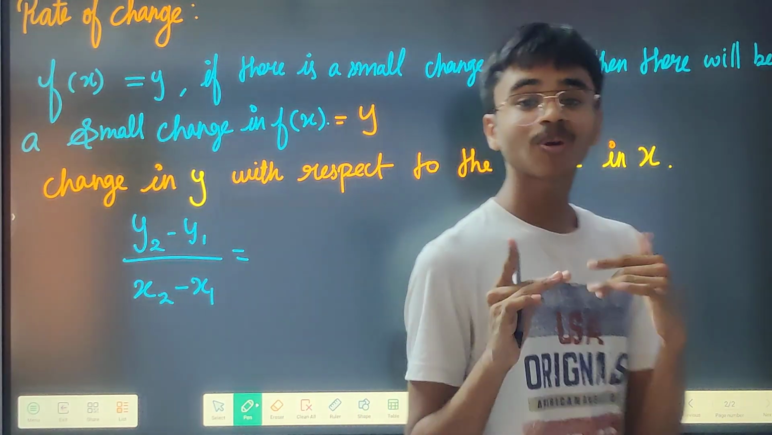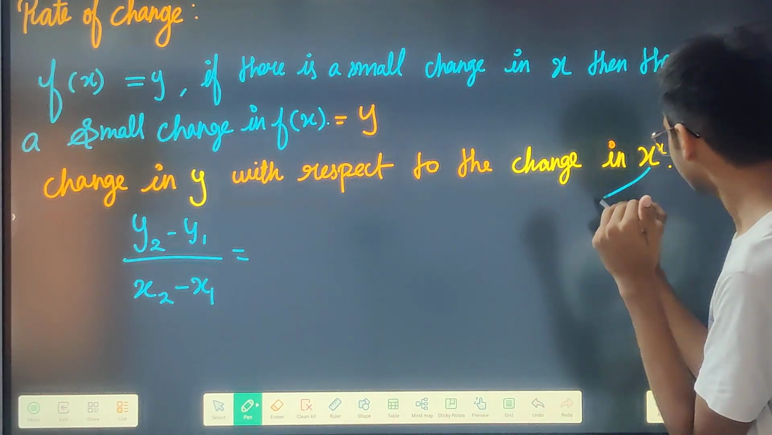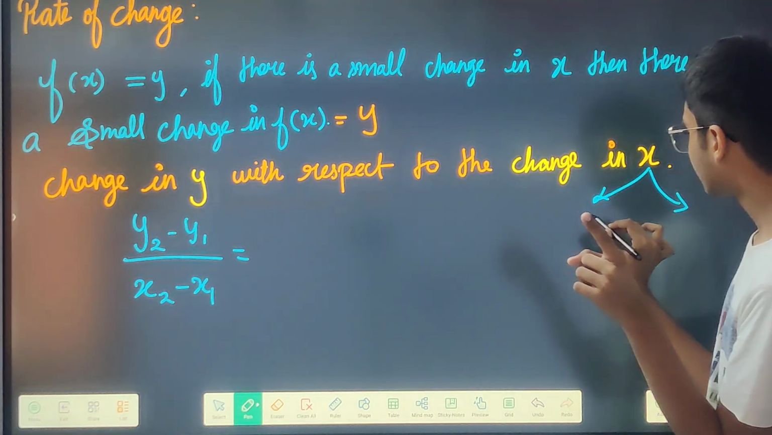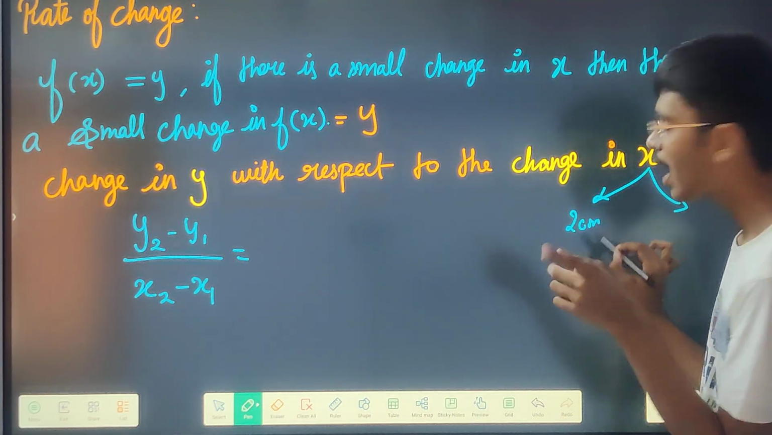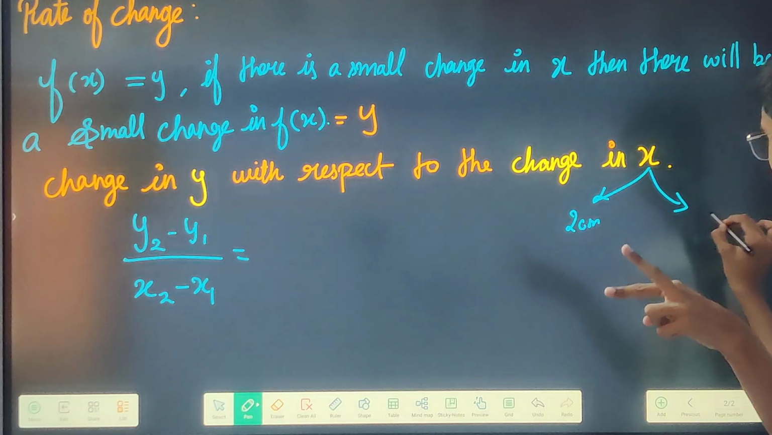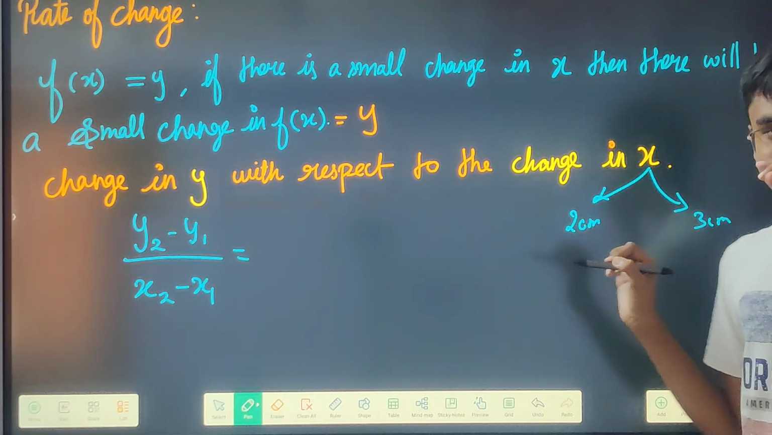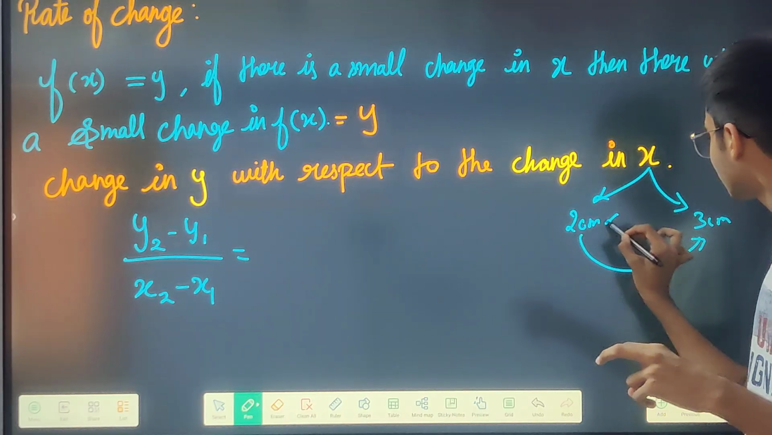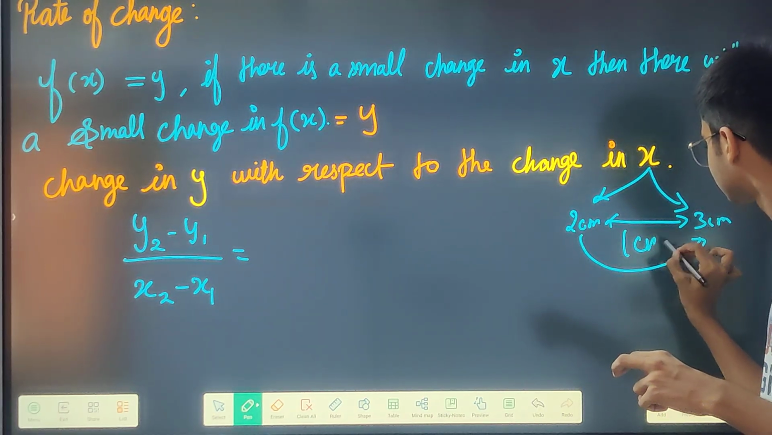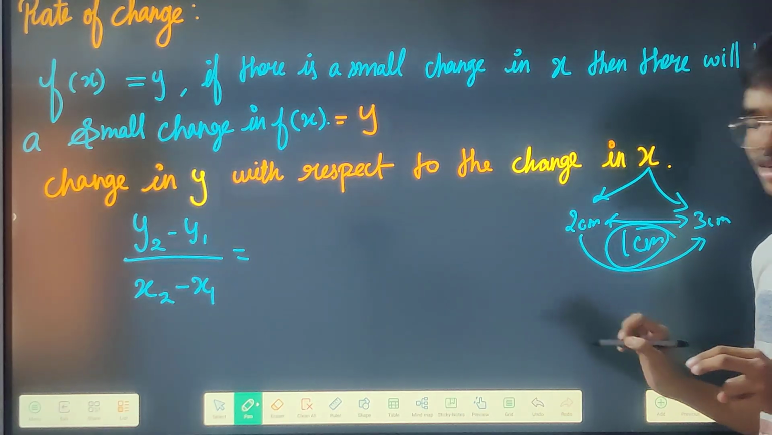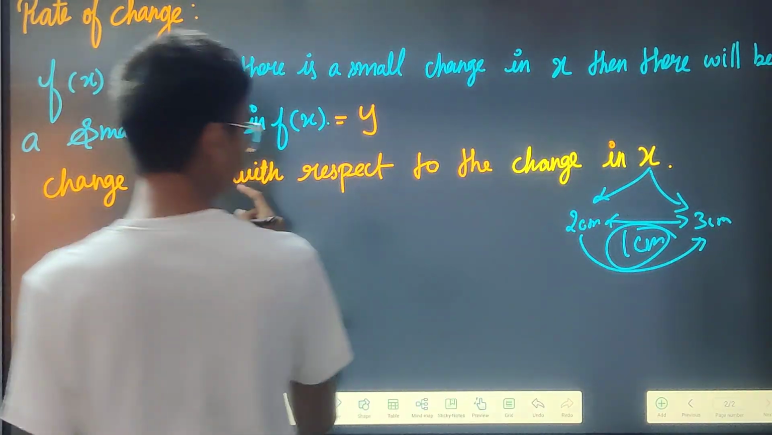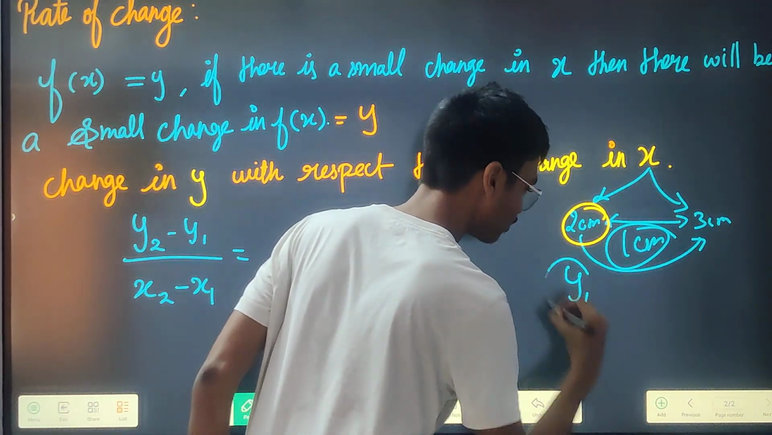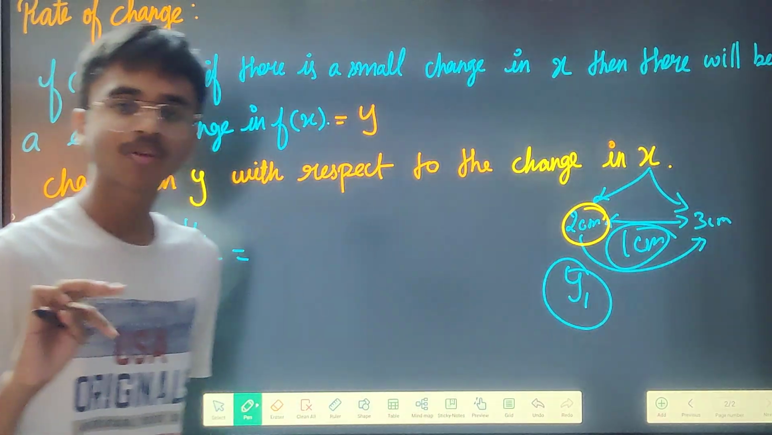Change in x term, what does it mean? That means first there would have been one value. For example, take it as 2 centimeters. Then once again it would have become 3 centimeters. Now what is the change? From 2 to 3 it has become, right? So the change is going to be 1 centimeter. Then automatically, when x was 2 centimeters, there would have been one y.